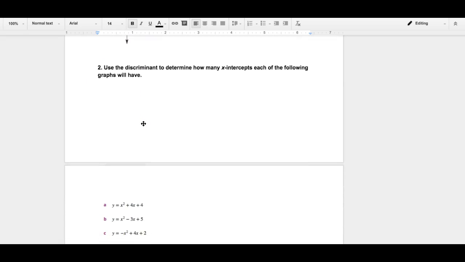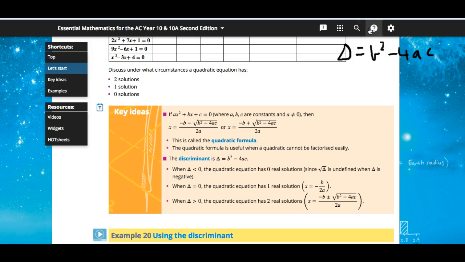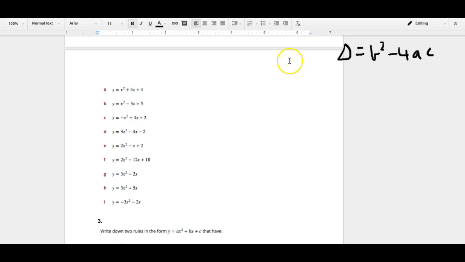Now, use the discriminant to determine how many x-intercepts we have. Let's write the discriminant over here. It's b squared minus 4ac. Actually, I might write a triangle. It's a terrible triangle. My memory sometimes fails me, so let's just double check that I've got that right. B squared minus 4ac, fabulous. I haven't got much space here, so we'll do question A first.